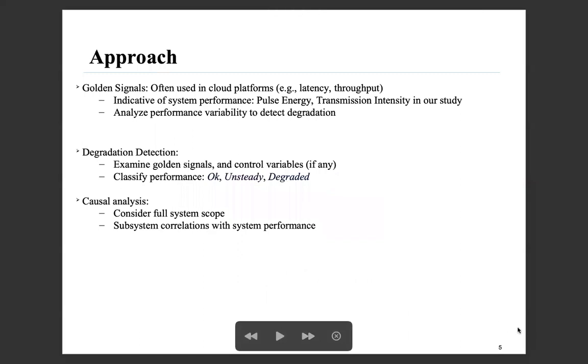So our approach is to first identify golden signals. The cloud literature refers to golden signals like latency and throughput that indicate system performance. So in our study, pulse energy and transmission intensity are analogous to golden signals. And along with control variables, we try to detect degraded performance and classify the quality of performance as okay, that is steady, or unsteady, or degraded.